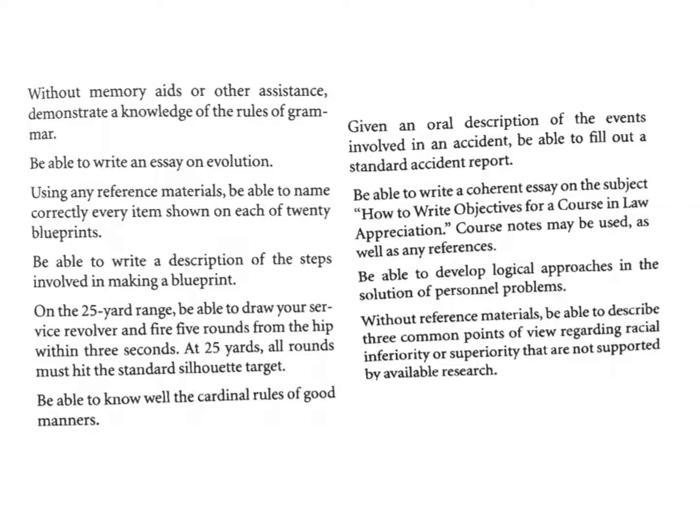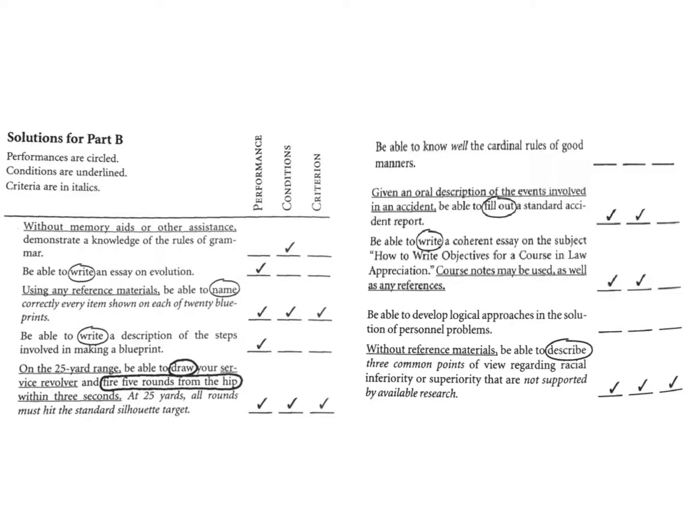Take a moment to practice with these. You'll see the answers on the next slide. Take a moment to pause the video and review the performance, conditions, and criteria, or lack thereof, for each objective. In the answer key, the target behaviors are circled, the conditions under which the behavior should occur are underlined, and the mastery criteria are in italics.